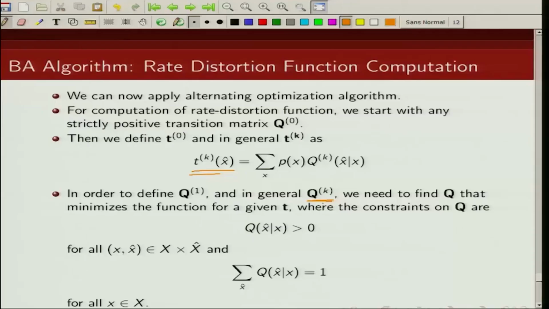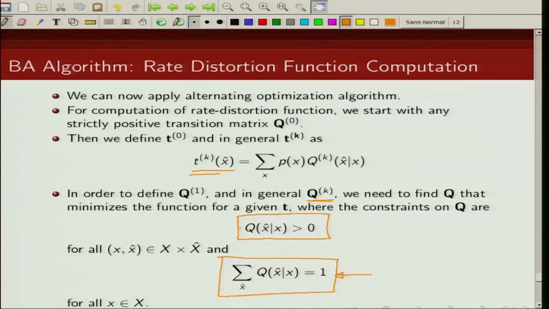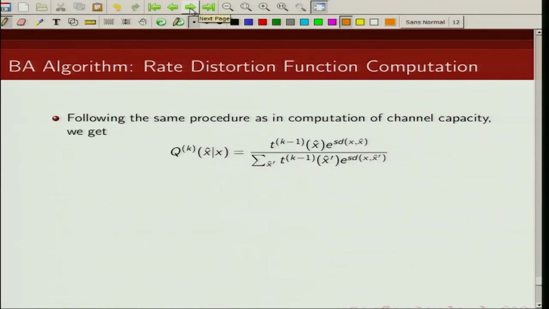We want to maximize this with some constraints, and what are these constraints? We have this positivity constraint, Q of x hat given x greater than 0, and we have the sum of probabilities adding up to 1. So we will again follow the method of Lagrange. We will form the Lagrangian: objective function plus lambda times this constraint. We will initially ignore the positivity constraint, and later on we will show that Q comes out to be positive. So that condition is explicitly taken care of. Without showing you the details, I am just directly writing the expression for Q for iteration index k.